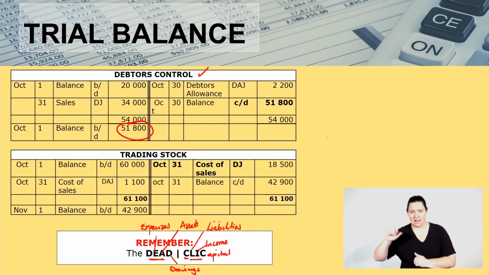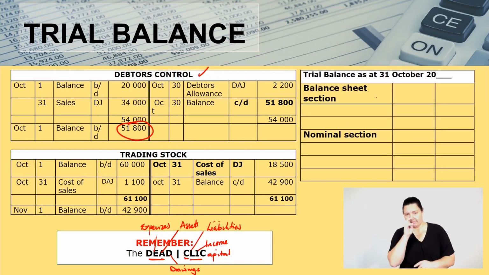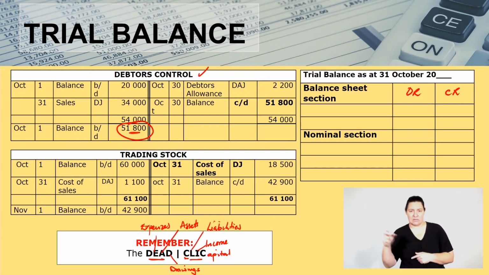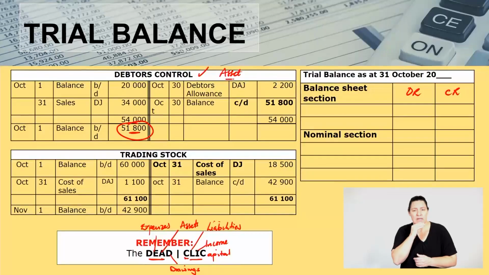All right. So we are now going to quickly look. There is our trial balance. Remember, here it will be the debit and here is the credit. So I'm going to take now my amount, which is 51,800. Remember, what is debtors control? Debtors control is an asset. That means it comes in the balance sheet account section.